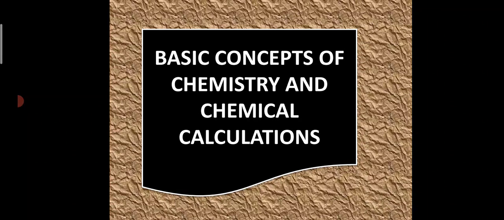So, this chapter, Basic Concepts of Chemistry and Chemical Calculations, we have been seeing for the last 1 week. Last class we discussed the molecular formula and empirical formula, how to calculate the molecular formula and empirical formula from the percentage that is provided to us. I hope you all understood. Very basic sum I gave you as homework. I hope you all did that.